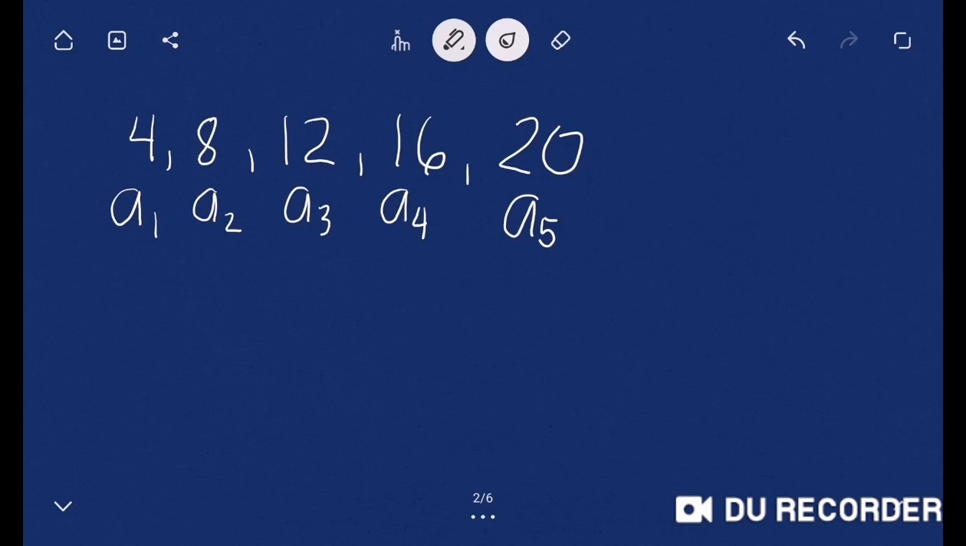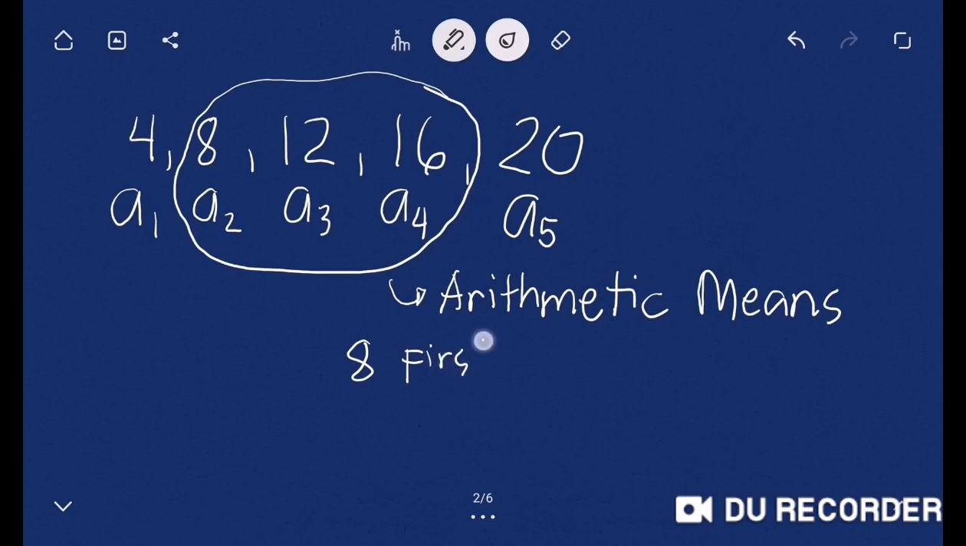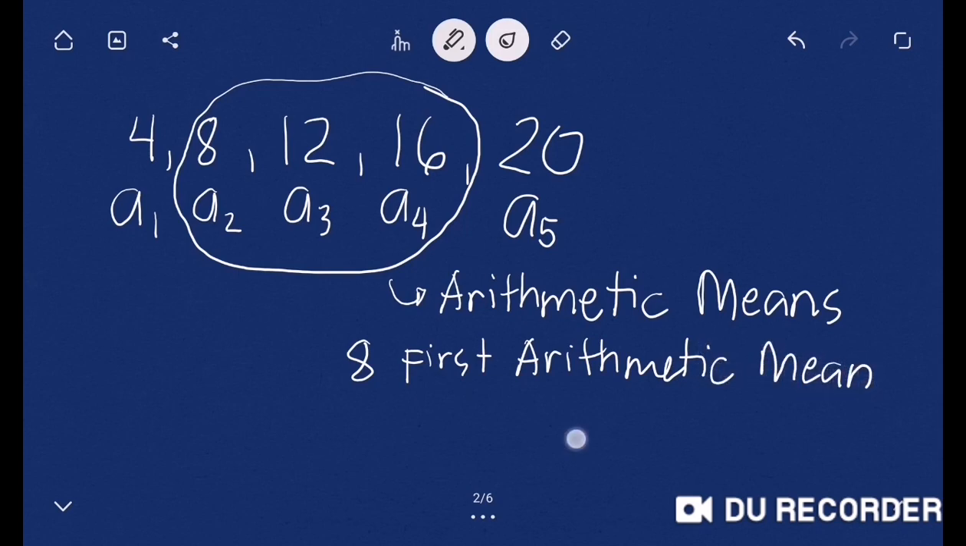At yung terms na nasa pagitan ng first term at ng fifth term, tatawagin natin siyang arithmetic means. So, ibig sabihin, merong tatlo na arithmetic mean sa pagitan ng 4 and 20 based dun sa ating example ng arithmetic sequence. So, yung 8, kung saan siya ay pangalawang term ng sequence, siya yung ating first arithmetic mean. And then, yung 12, siya naman yung ating second arithmetic mean. And of course, yung 16, siya yung ating magiging third arithmetic mean.